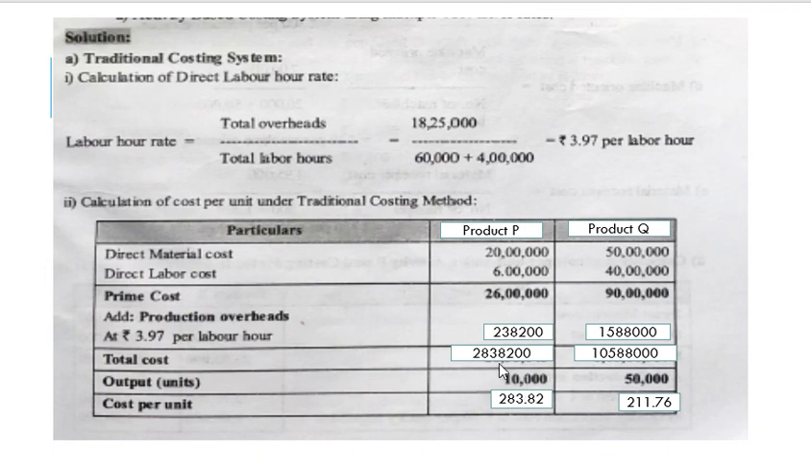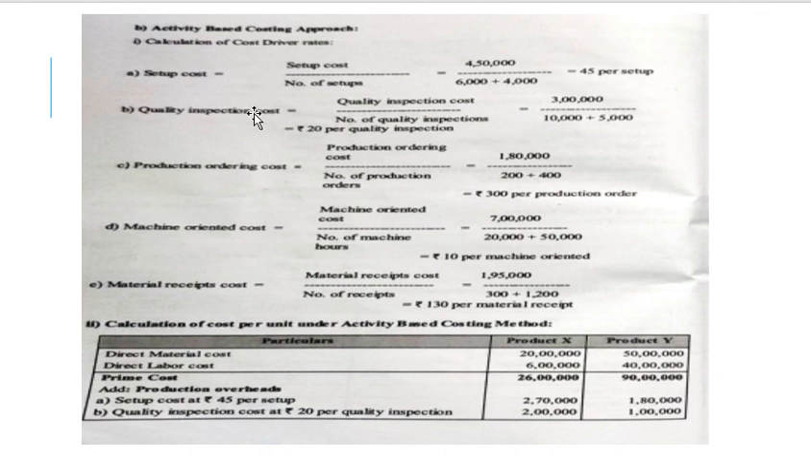So 28,38,200 and 1 crore 5,88,000 will be divided by the number of units, 10,000 units and 50,000 units, where you will be getting 283.82 and 211.76. So this is the cost per unit you will be getting for product P and product Q under the traditional costing method. Now when we get into activity based costing, we need to calculate the cost drivers first.